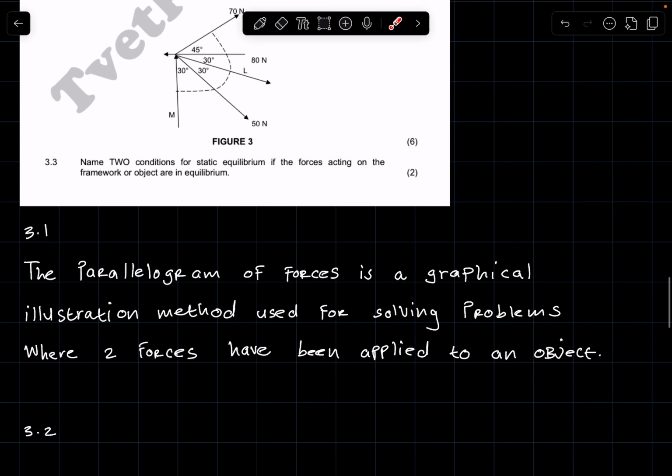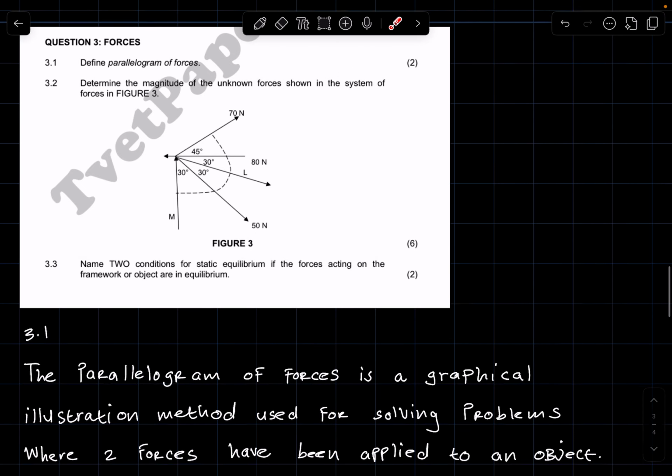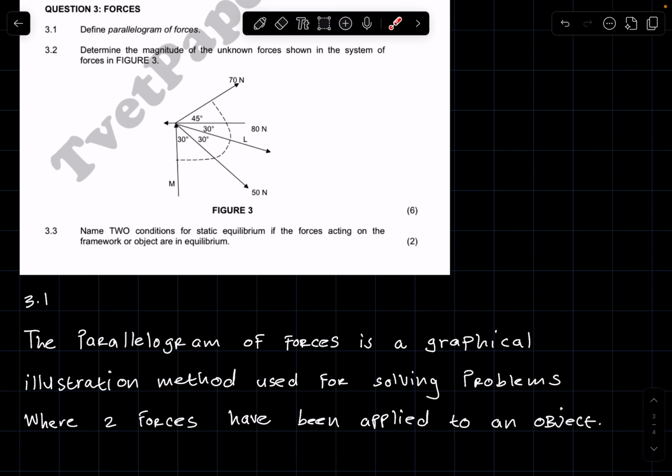Now, parallelogram of forces. This is how I've defined it, but what is important is understanding how you go about using the parallelogram of forces. It isn't necessarily a parallelogram of forces; it's essentially a parallelogram of vectors, because we are able to use the parallelogram method for any vector, including velocity, displacement.